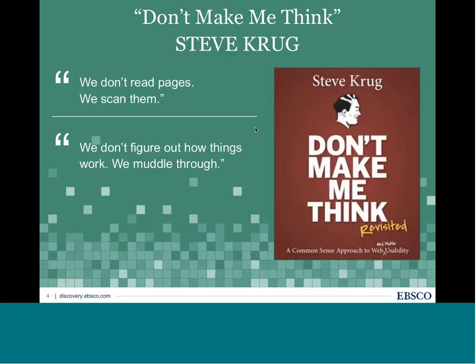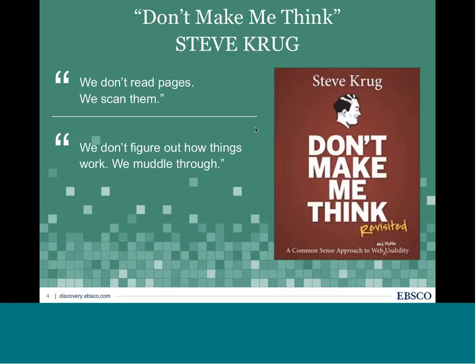The first one is that we don't read pages, we scan them. The easiest way to demonstrate this is if you look at any given page, squint your eyes and make it a little blurry in your vision and look for the clear parts. That's where you'll see the things that stand out. The corollary to that is that we actually don't read instructions, we just figure out how things work. If you have a smartphone, I'm sure there are some blurry items on that smartphone that you've never ventured into.